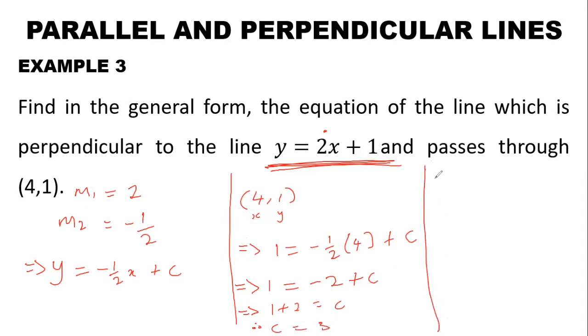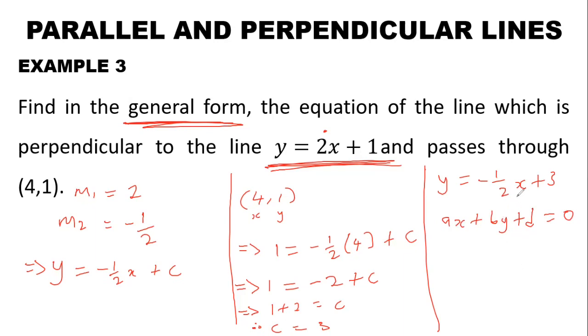Hence, the equation of the line which is perpendicular to y = 2x + 1 is y = -1/2 x + 3. However, the question says we should write in the general form. So the general form of the equation of a straight line is ax + by + d = 0, where a, b, and d are integers.